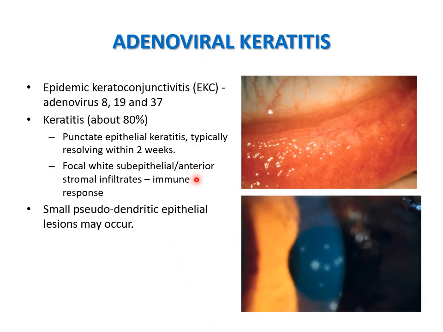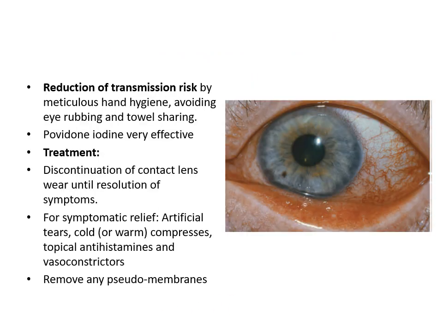Sometimes there are focal white subepithelial or anterior stromal infiltrates which look like this, and this is also again an immune response. So uncomplicated stromal infection is usually an immune response. Sometimes you may have small pseudodendritic epithelial lesions also. So this picture shows a follicular reaction, which is the same for all viral infections, and this is a subepithelial lesions. So the treatment of adenoviral infections, you just have to let it be.